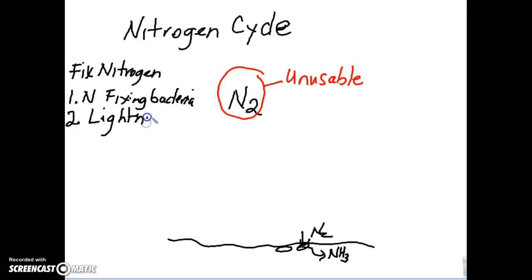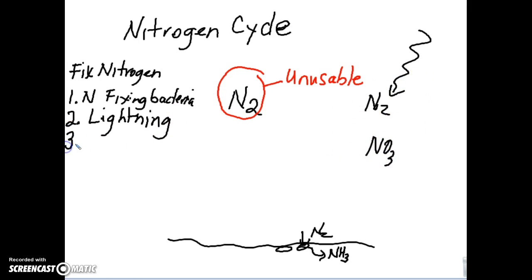The second way that we can fix nitrogen is through lightning. When lightning strikes nitrogen in the atmosphere, it breaks it and it combines with oxygen, and we get usable compounds. So lightning is the second way.